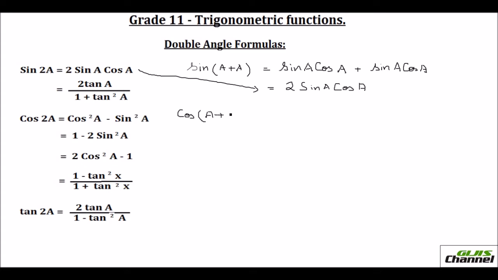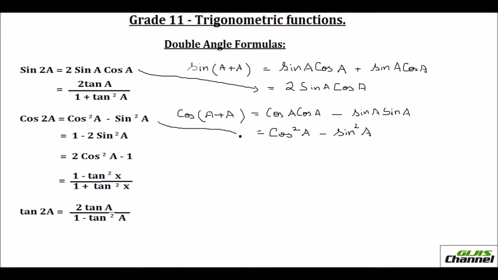Okay, the 2a could be written as a plus a, and as per cos x plus y formula, it is cos x. Here it is a only. Cos y, again here it is a, because here your x and y are a, right? Minus sin x times sin y. Here x and y are same, so we write it like this. This is how you got cos 2a as cos square a minus sin square a. Okay, this is understood? Okay.